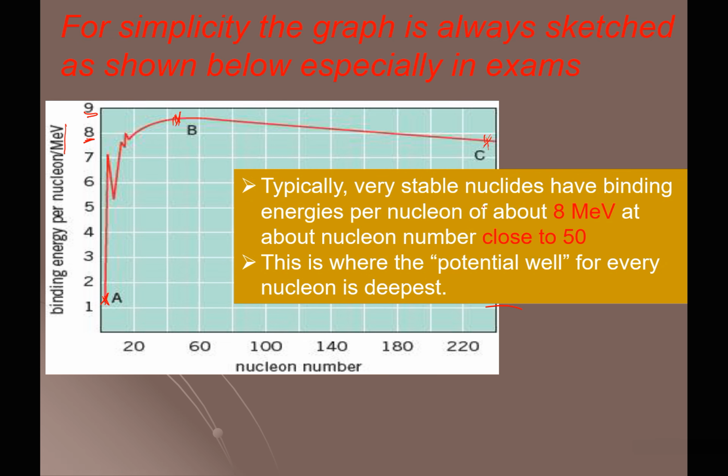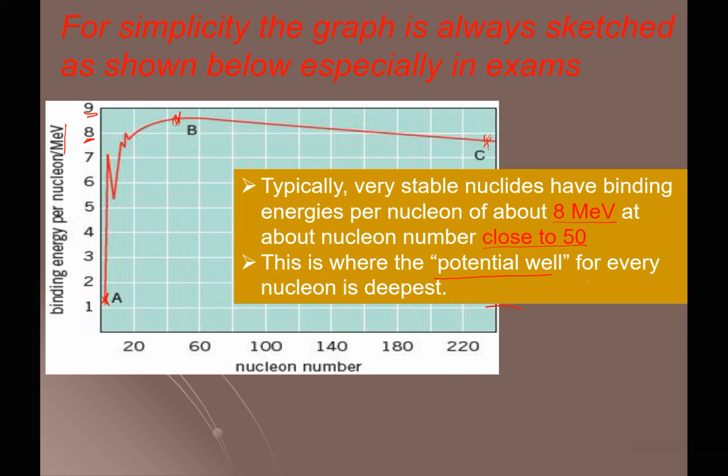So typically, very stable nuclides have binding energies per nucleon of about 8 mega electron volts at a nucleon number close to 50. So 56 is iron, and its binding energy per nucleon is about 8 point something. So this is where the potential well for every nucleon is deepest. What do we mean by potential well for every nucleon being deepest? It means that to pull out just one nucleon from the nucleus would require the greatest amount of energy. That's what we mean by potential well, the greatest amount of energy being deepest.